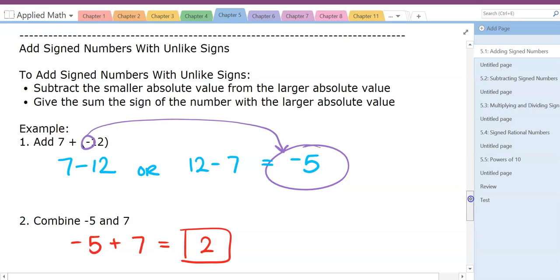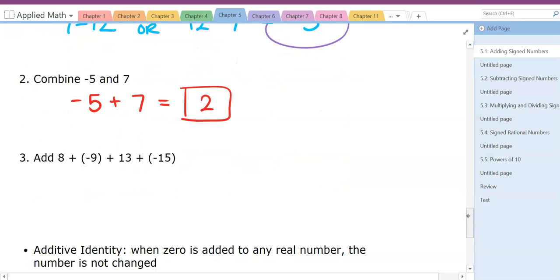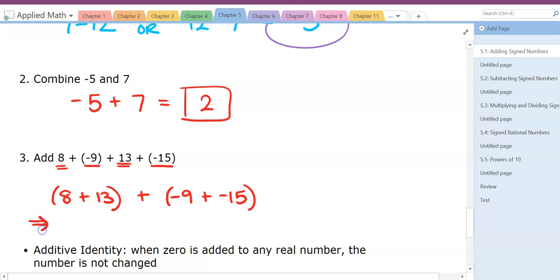Now on the next page, if they give you something that's got a lot of negatives and positives that you're trying to add them all together, what you could do first is just combine things that have like signs. So let's add 8 and 13 together. And then let's do the ones with the negatives separately. So negative 9 plus negative 15. So 8 plus 13 is going to be 21. Negative 9 plus negative 15 is going to be negative 24. So we're taking 21 plus negative 24. What's that going to give me? Negative 3.